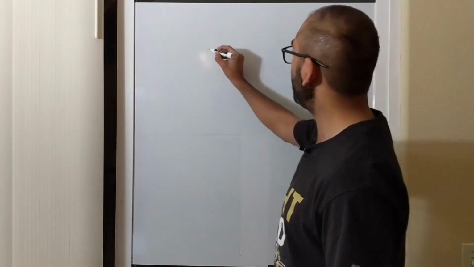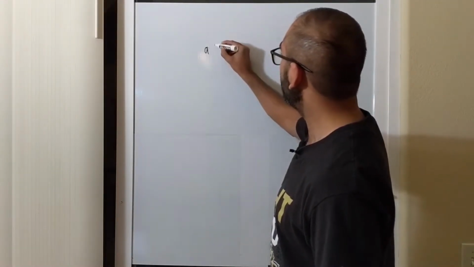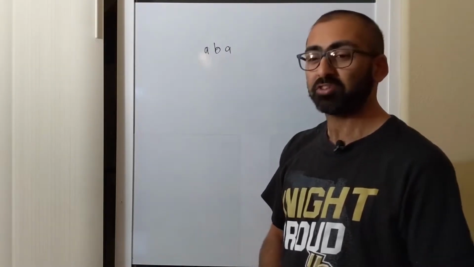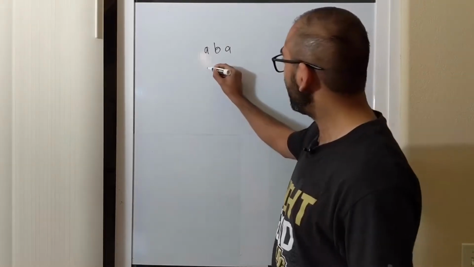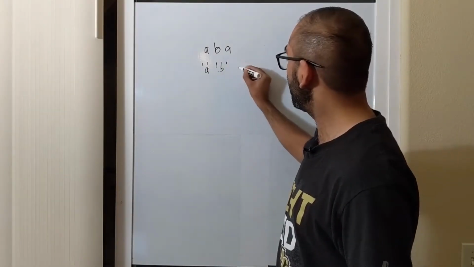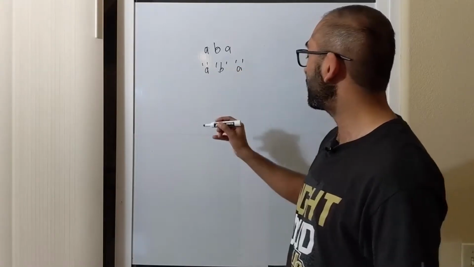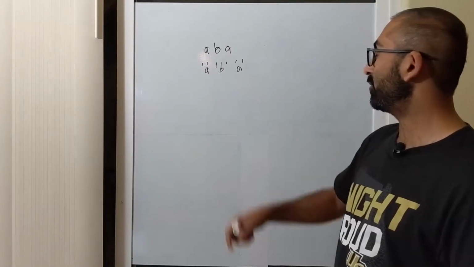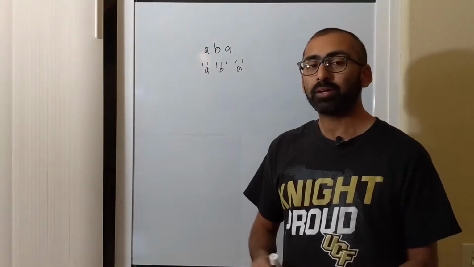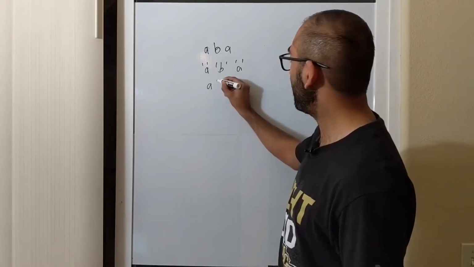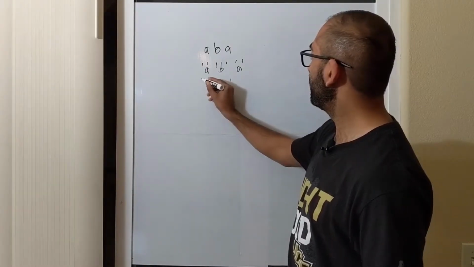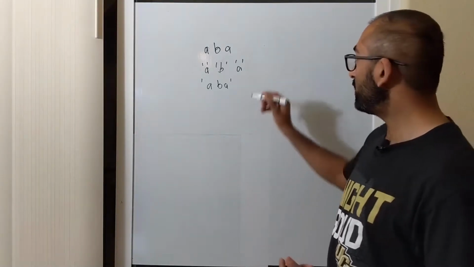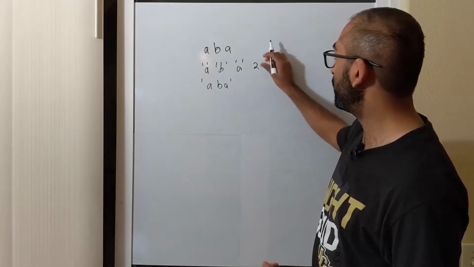An example would be A, B, A. Now one of the palindromic decompositions of this string would be A, B, A. For all practical purposes you could say that A is a palindrome, B is a palindrome, and A is also a palindrome. But you could also say that ABA would also be a palindrome, right? So these two are the answers that we're going to get.